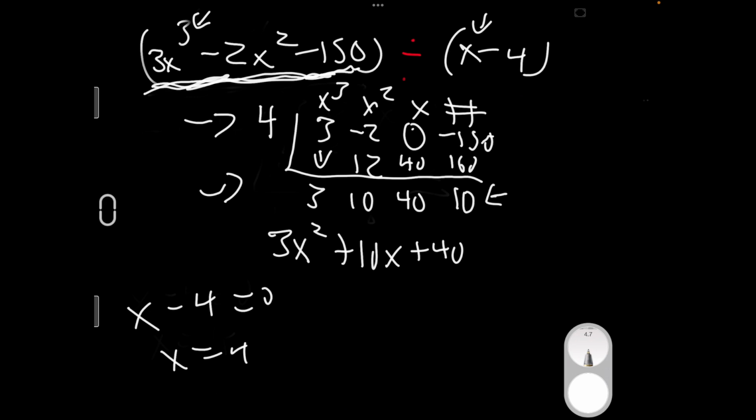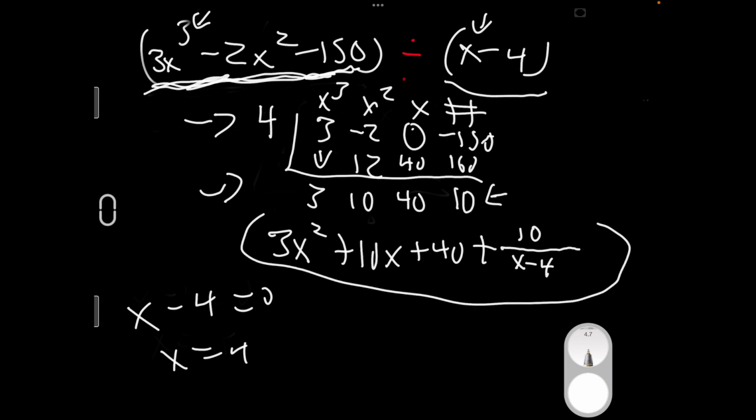So if the remainder is not a 0, and it's anything but a 0, we rewrite it like this. We put the 10 on the fraction bracket. We put it over a fraction, and on the denominator is the thing that we're dividing by. So that's just x minus 4, since we're dividing by that. So this is going to be the final answer.